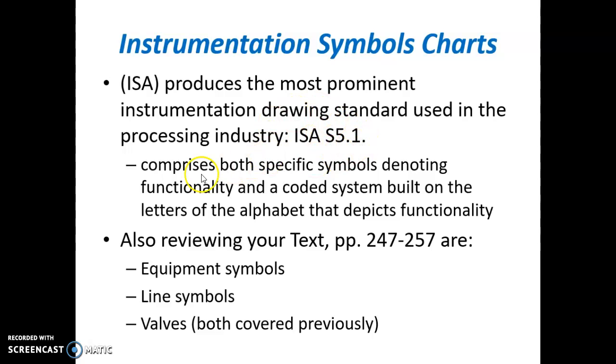Okay, this is important. It comprises both specific symbols denoting functionality and a coded system which gives you more functionality. And again, if you look in your text, you'll see equipment symbols, line symbols, and your valves. Both of these we just talked about. And you'll see some more equipment symbols in your text. It's very important for you to review them.